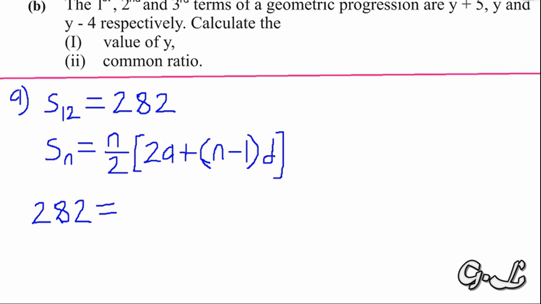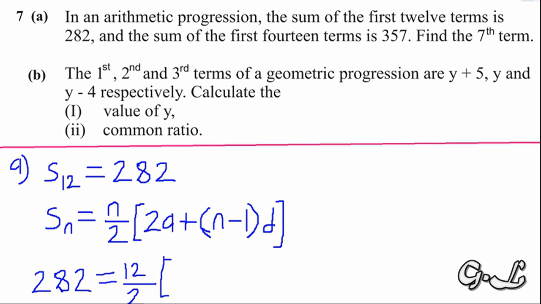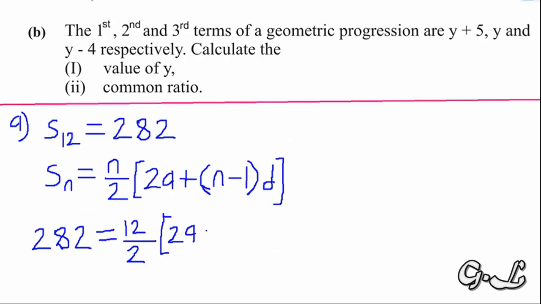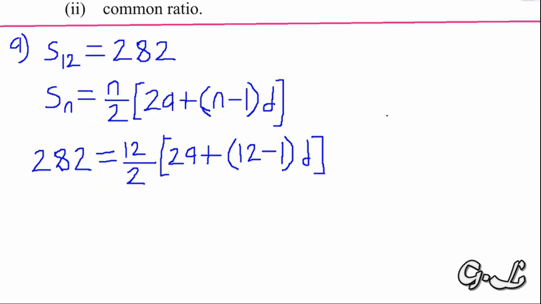And then open brackets, and then we have 2a. Do we have the first term? We don't have the first term, so we simply write a like that. And then plus, what about our n? Yes, we have n. We are given the first 12 terms, so we write 12 there, and then minus 1, and then we don't have the common difference, so we simply write d.